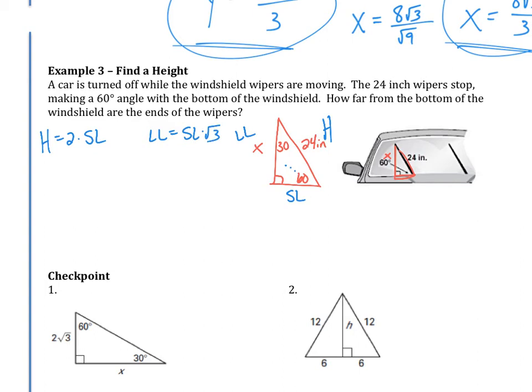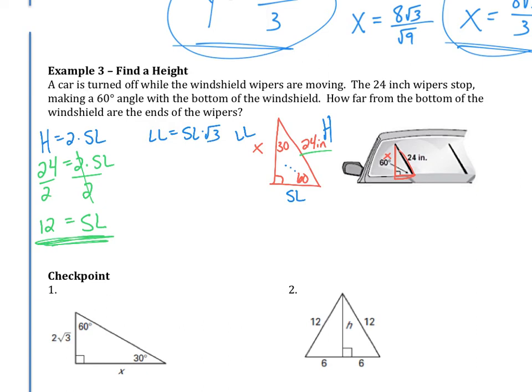So what we have to do here is find out what the short leg is first. So the short leg is what we don't know. But we do know the hypotenuse is 24. So I fill this in, 24 equals 2 times short leg. Okay, so let's find the short leg. So we have 2 times short leg. The opposite of times 2 is divide by 2. So we end up with the short leg equals 12.